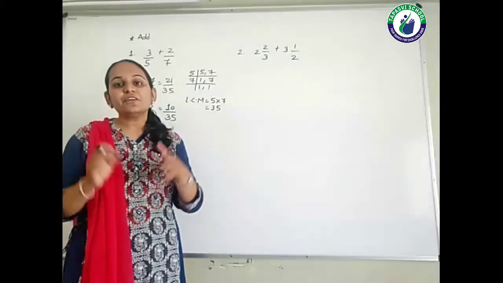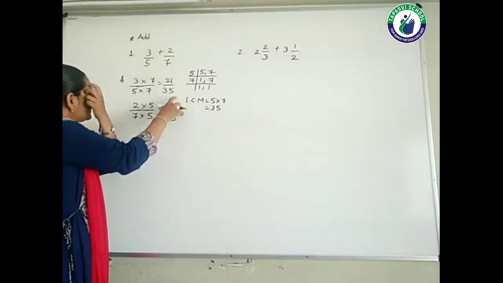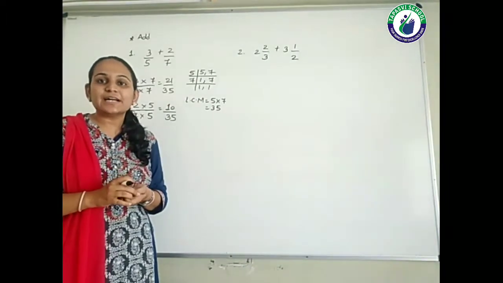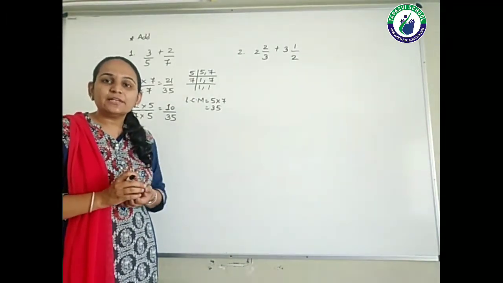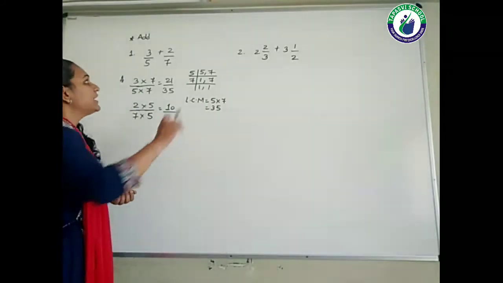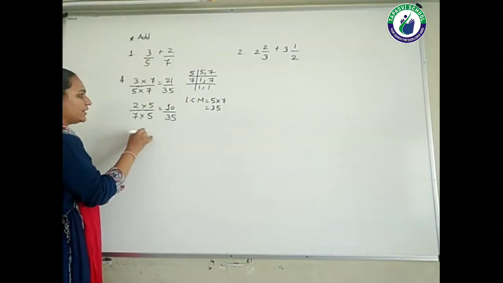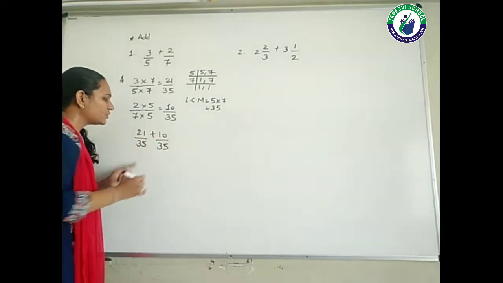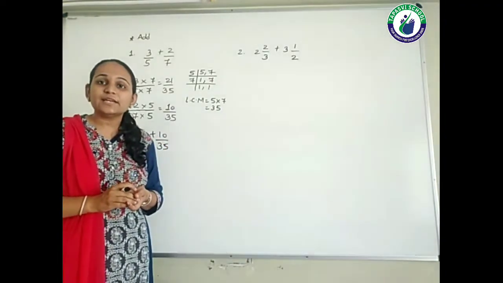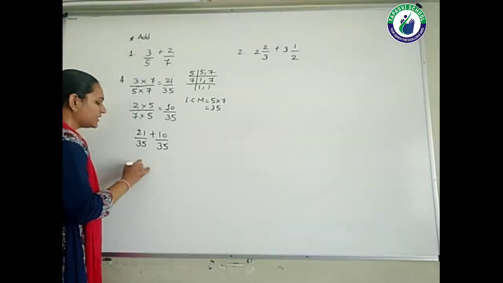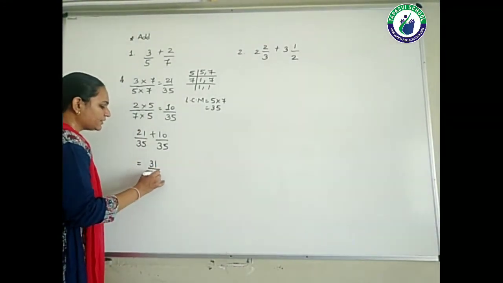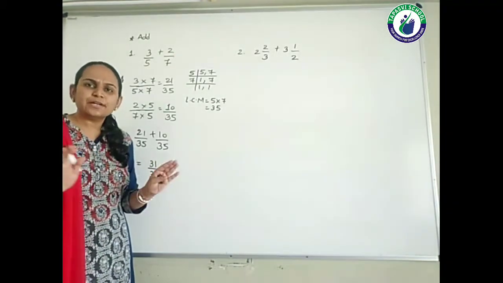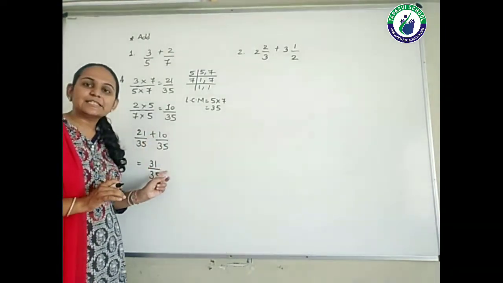Okay, students, now what are we supposed to do? Here 21 upon 35, here 10 upon 35. Both the denominators are the same; both have denominator 35. Now we need to do the plus sign. So 21 upon 35 plus 10 upon 35. 21 plus 10, students, what do we get? 31 upon 35. If your denominators are the same, you just need to add the numerators. So 21 plus 10 is 31.